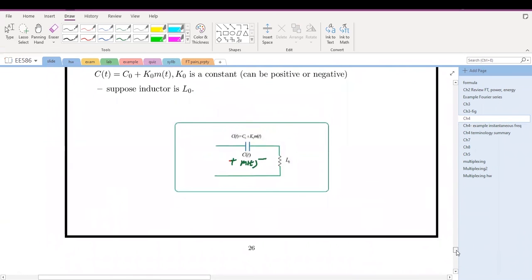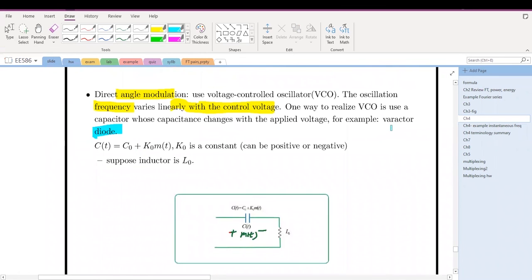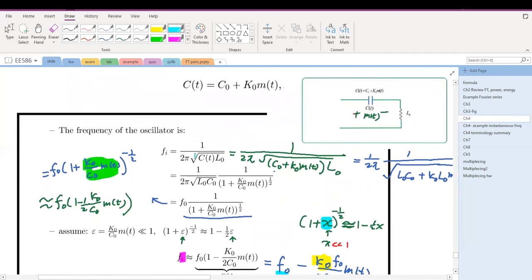We're using a varactor diode where the capacitance changes with the voltage across it. Then we evaluate the oscillating frequency in the circuit. This is C, this is L. The oscillating frequency is 1 over the square root of LC. If we want hertz, we divide by 2 pi. So this is the same thing. This is the instantaneous frequency, and the only difference is the capacitance here is a function of time.